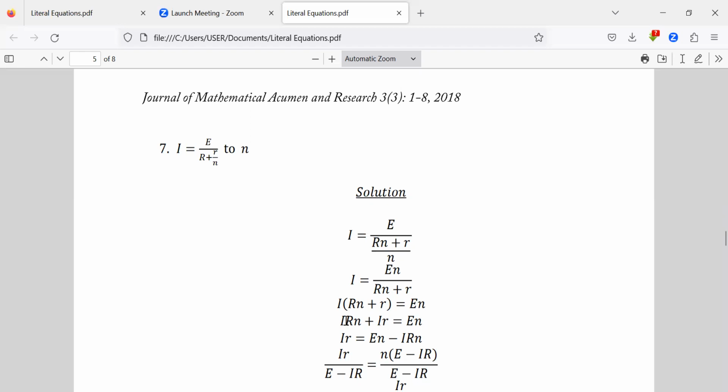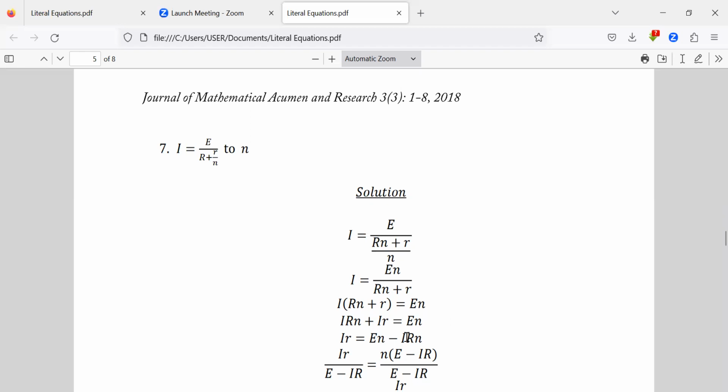So in rearranging, we will subtract this expression from this side, and also subtract it from this side as well. So we subtract IRn from this side, we subtract IRn from this side, and that takes us to the next level. It will get off here, but it will appear here as being subtracted.